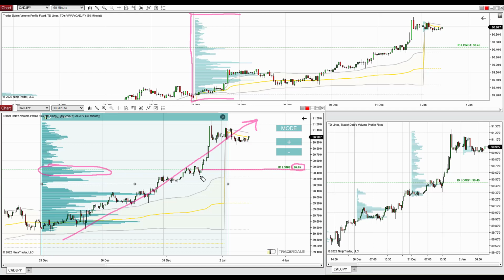90.45. This is just above the place where the heaviest volumes within this volume cluster got traded. Now, such volume cluster is telling us that there were buyers adding to the long positions in this place, right?